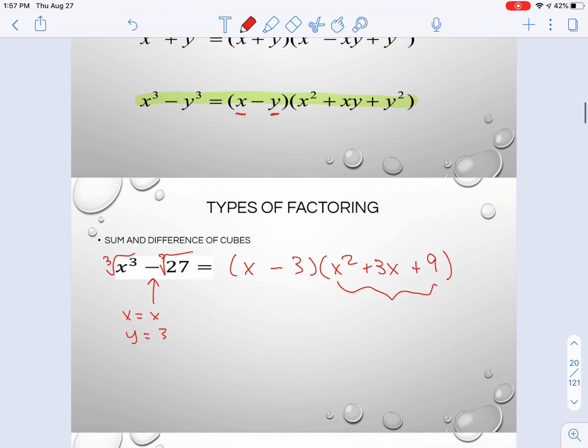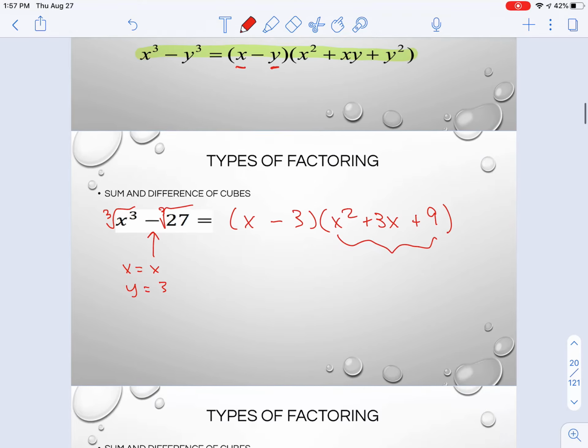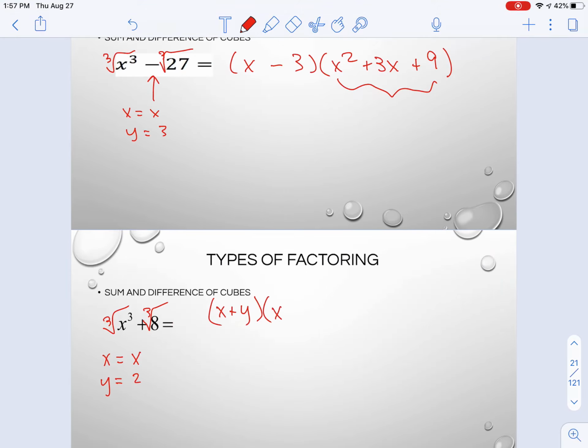If we model it, it's going to be x plus y. I'm just copying it down. x squared minus xy plus y squared. Okay, so this is what we have to follow. So we have x plus 2, and then x squared minus 2x plus 4. And once again, I don't have two things to multiply to be 4 and add to negative 2, so this is my final product.